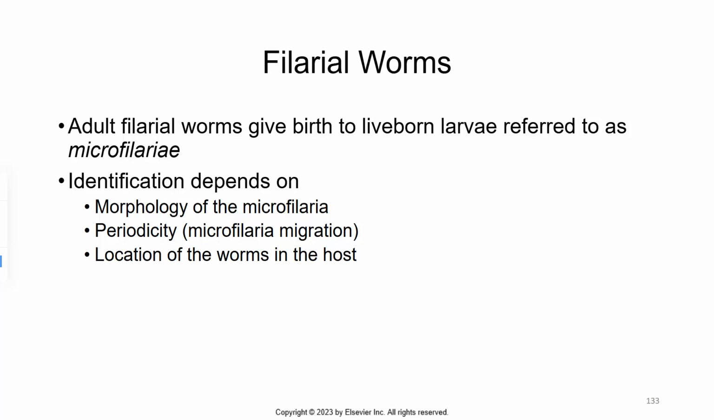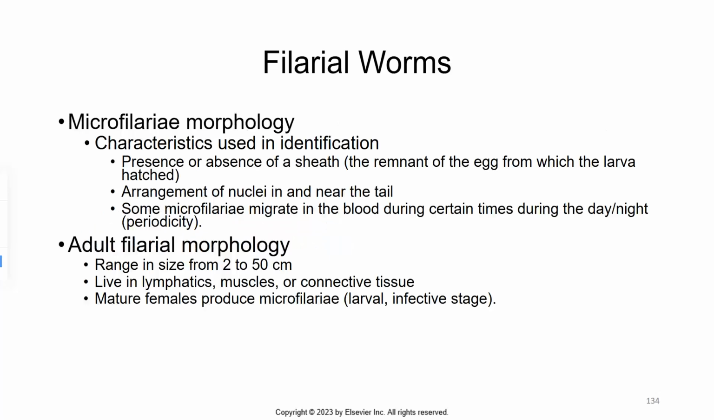Adult filarial worms give birth to live-born larvae referred to as microfilariae. Identification depends on the morphology, periodicity, and the location of the worms in the host. Microfilariae morphology characteristics used in identification: presence or absence of a sheath, the arrangement of nuclei in and near the tail, and periodicity, as some microfilariae migrate to the blood during certain times of the day or night.